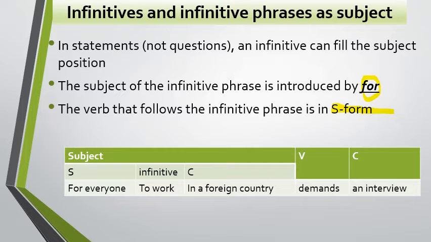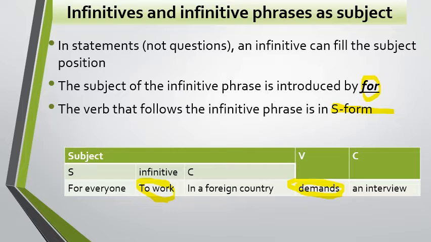In the first case, I'm going to look for the infinitive. My infinitive is to work. Okay? And I'm going to look for the main verb. This is the main verb. My sentence, this is all the subject. The subject is for everyone to work in a foreign country demands an interview. Or everything that precedes the main verb is the subject.